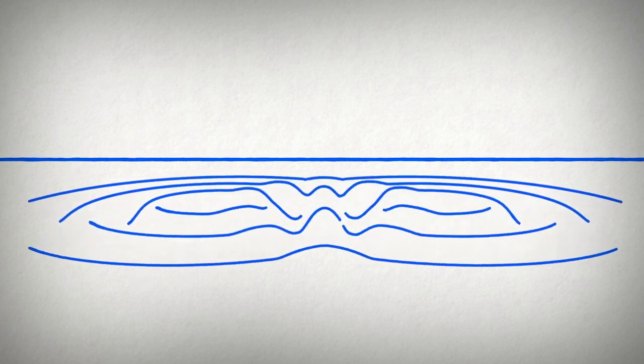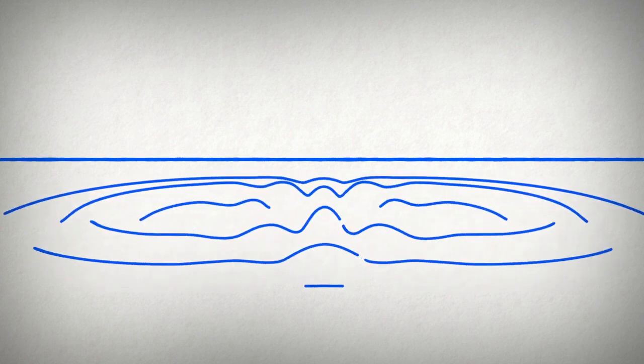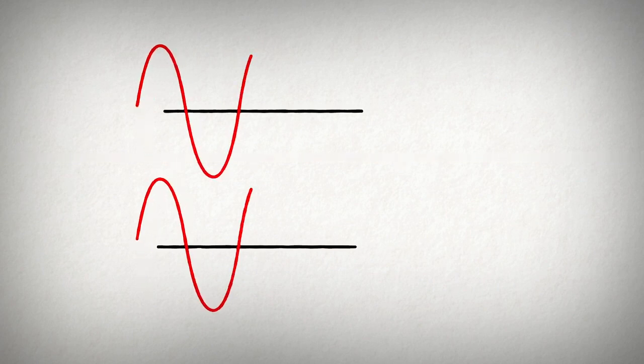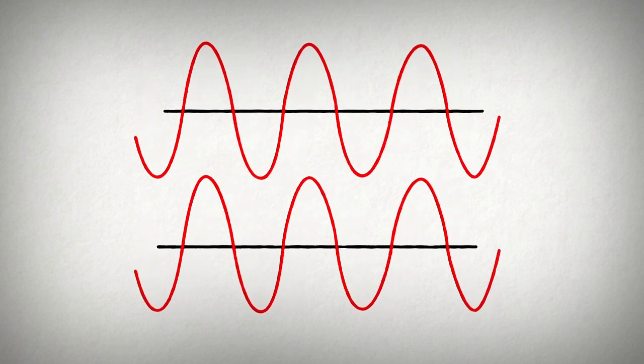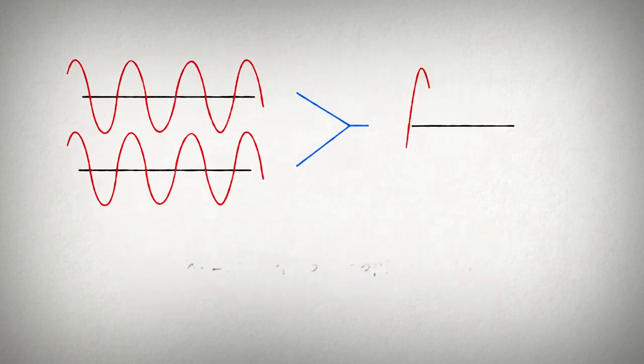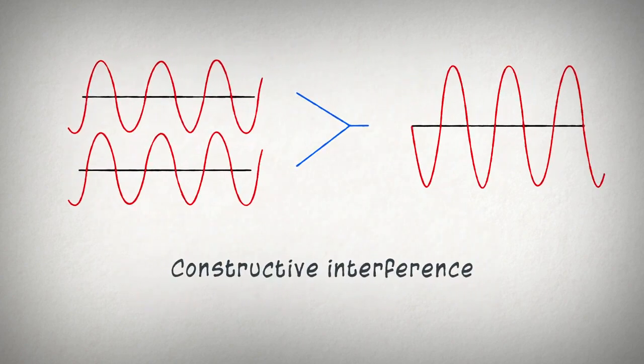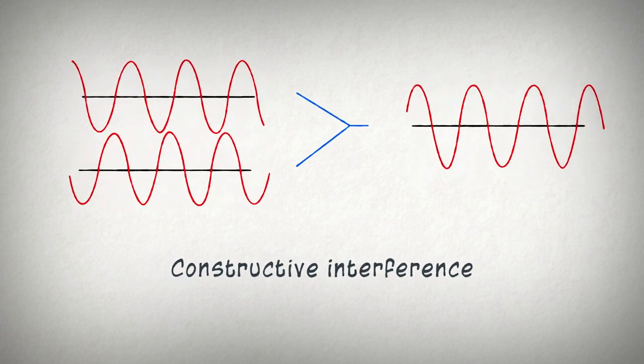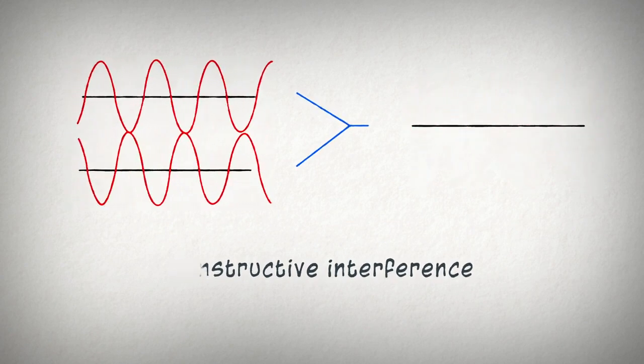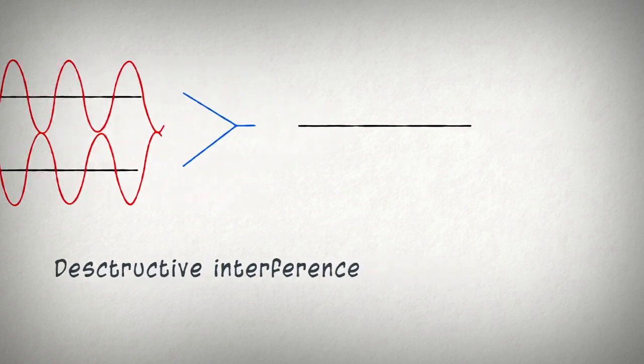Very similar to throwing two rocks into the water, the circular ripples that result from the two stones seem to pass through one another as they propagate out from where the stones entered. This is known as interference. If the waves are in alignment, the signal is amplified. This is called constructive interference. If the waves are out of alignment, the signal is destroyed. This is called destructive interference.